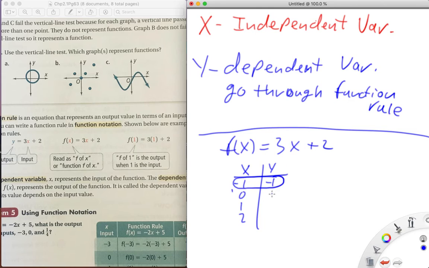If I put a 0 here, I get a 2. Right? This 2 is only associated with that 0. It's dependent on the fact that I chose 0. I plug in 1, I get 5. I plug in 2 and I get 8. And I can only use 8. I can only use 5. I can only use 2. I can only use negative 1. The x, I can make up any one I want and plug it in here. Doesn't matter.